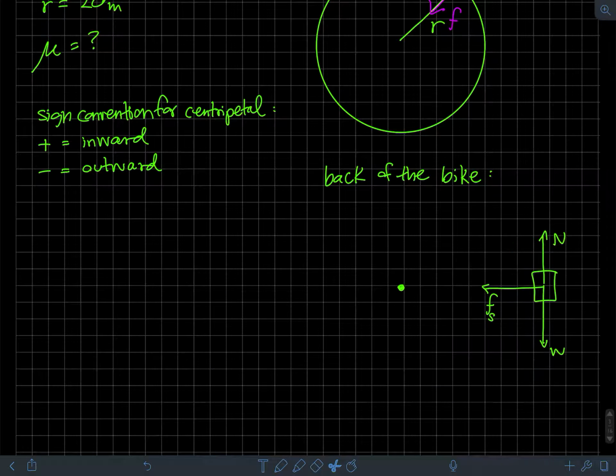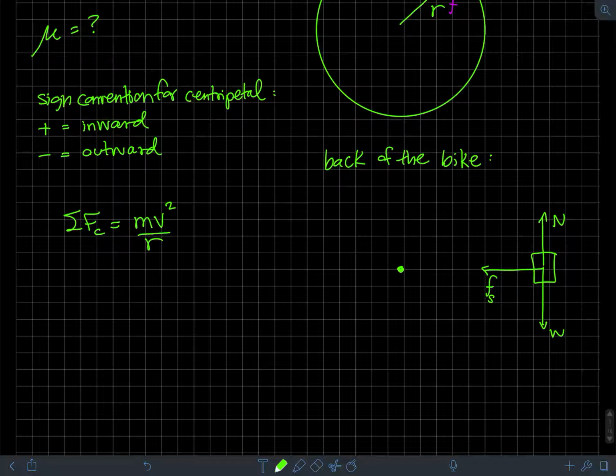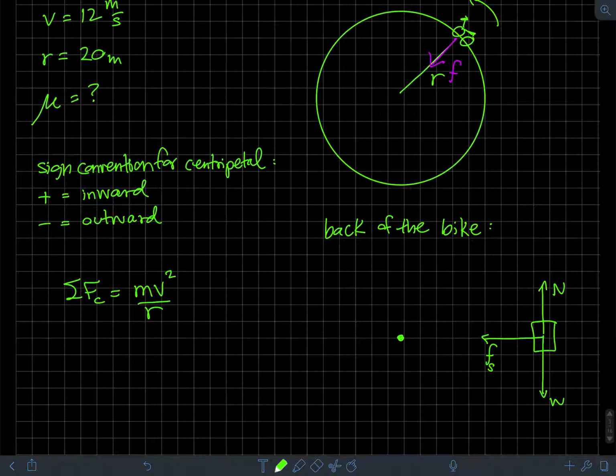Now, let's think about what's the next step after we make our diagram. Well, now we're going to apply Newton's second law, just like we did with the previous chapter. We're still applying Newton's second law. The only difference is now we have some circular motion, and the circular motion just means that instead of regular F equals ma, we're going to have F equals mv squared over r. That's the only difference.